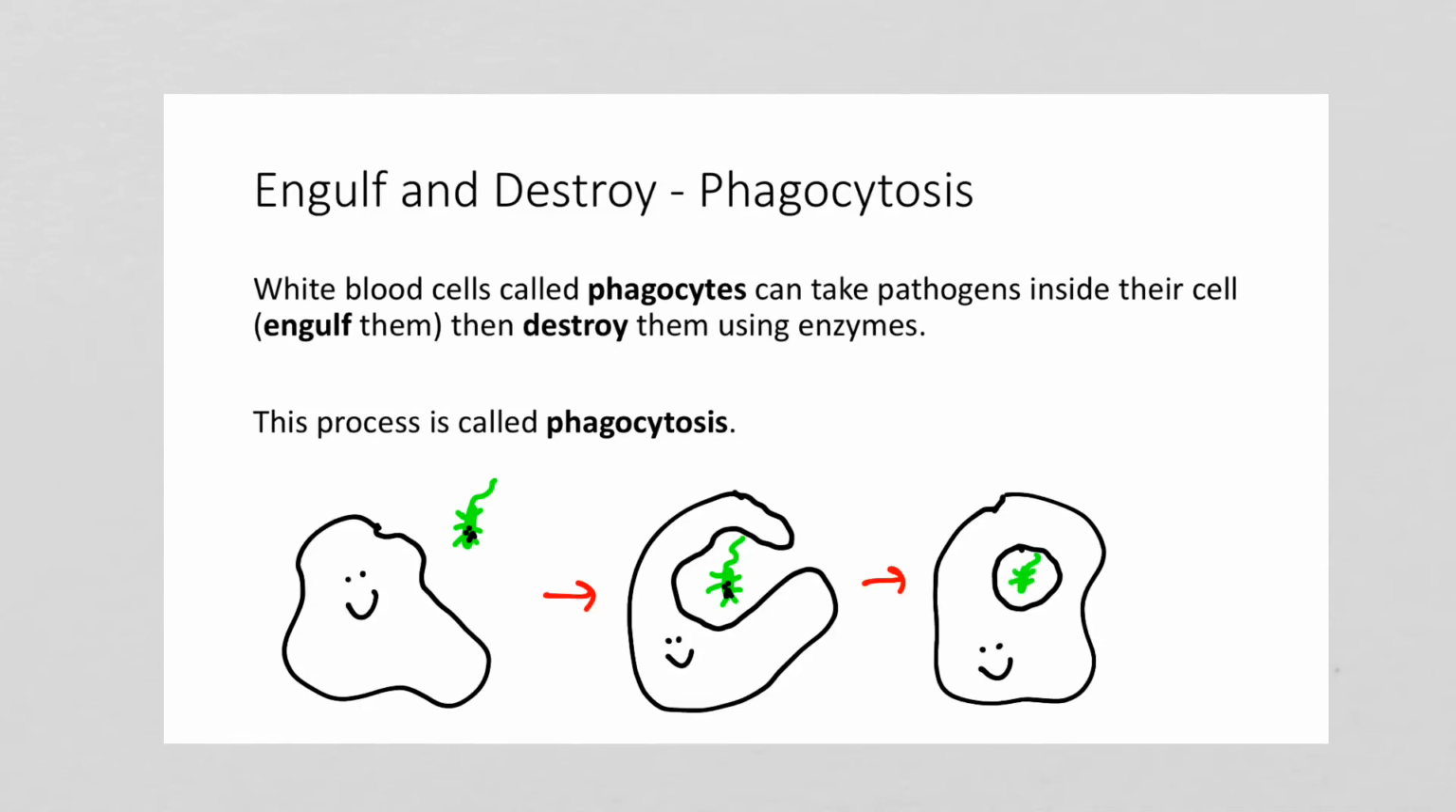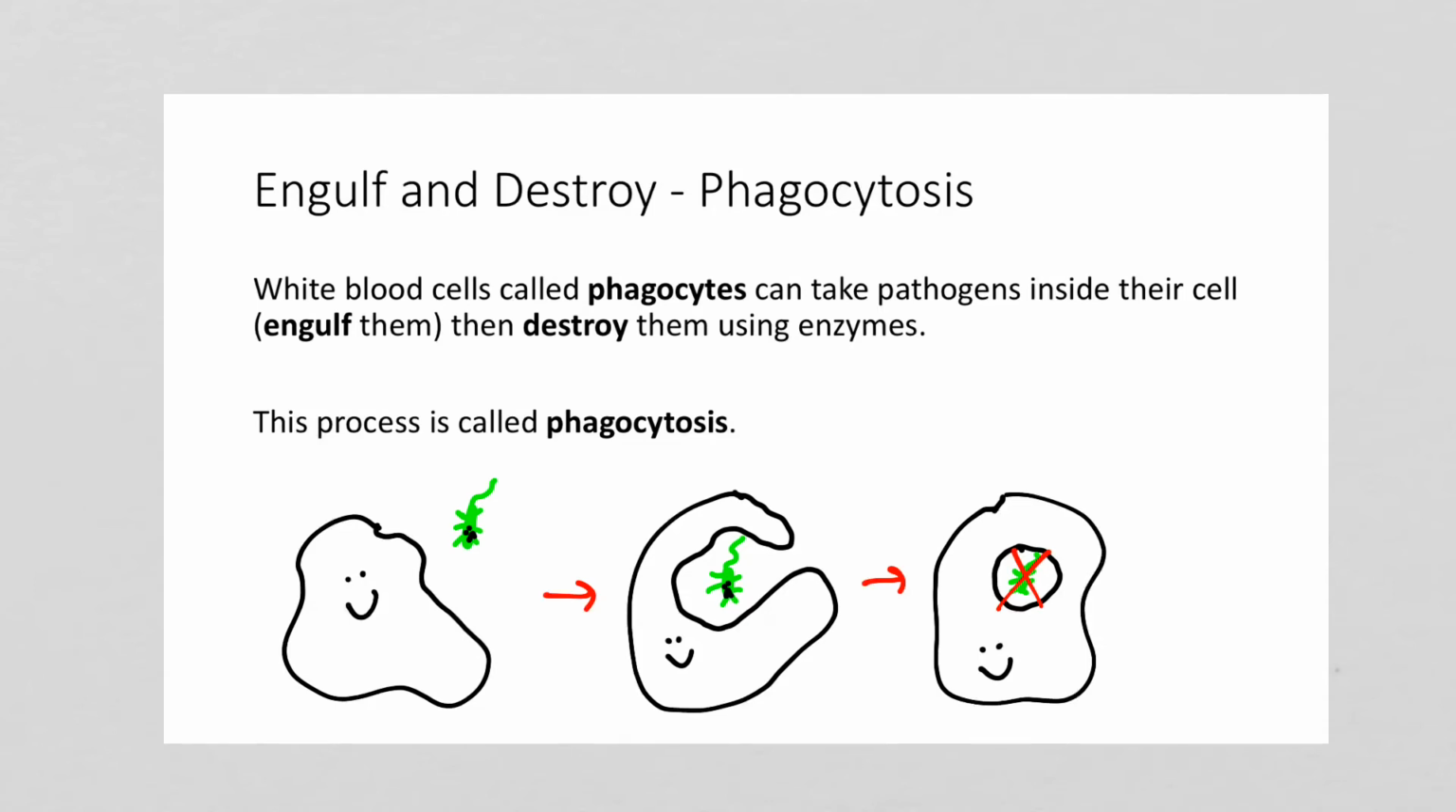It will then use special digestive enzymes and destroy that pathogen. So it completely kills it and breaks it up into little pieces. At A level, you'll see that this process then leads to the white blood cell actually taking the antigens and putting them on the outside so other white blood cells can learn what's going on.